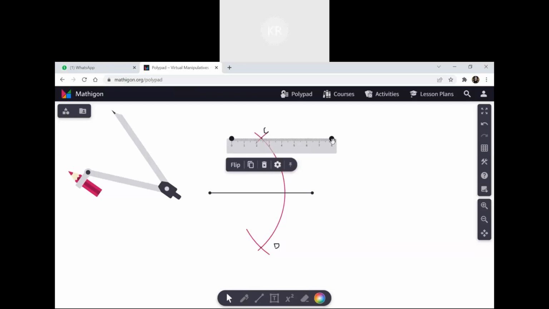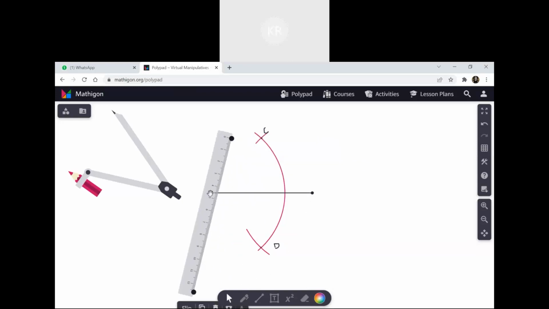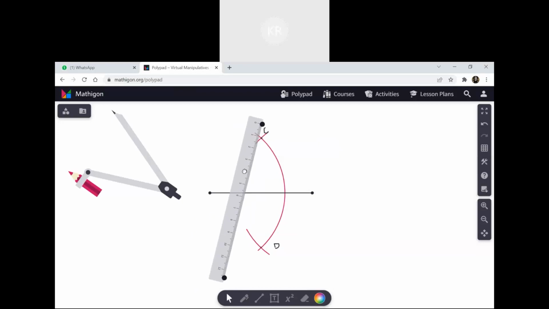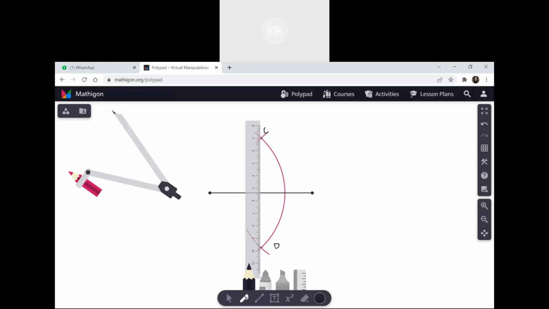Right, now it is exactly matching. Now we will go for constructing. Oh, it did not come correctly. Sir, we will understand, sir. Do like that only.